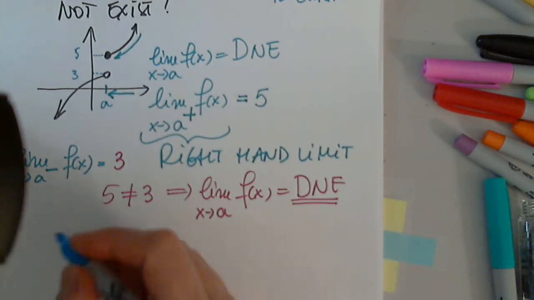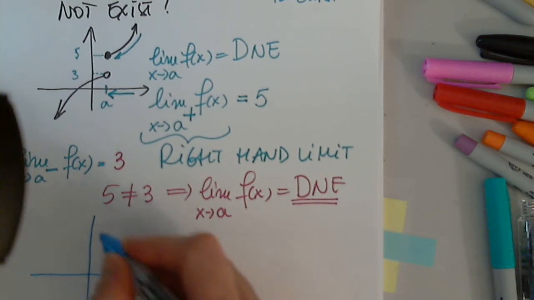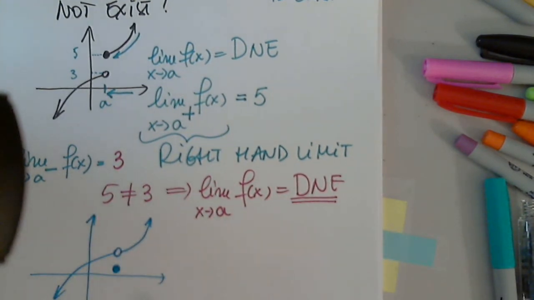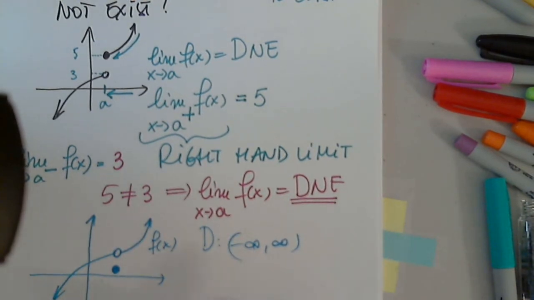So here's a situation. Here's this function. Can anyone give us the domain of this function? Negative infinity to positive infinity. Very good. The function exists everywhere. So if you cross it with a vertical line, you will always hit the function in only one point. So this is A again.